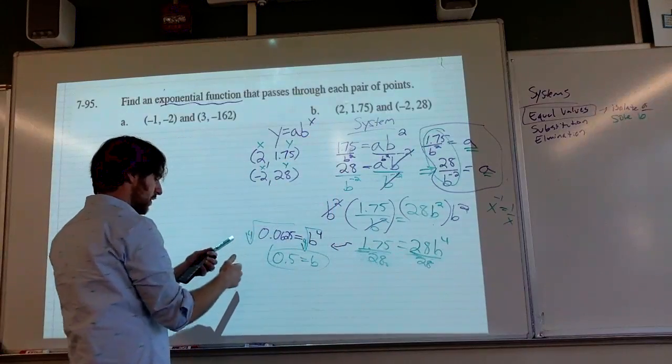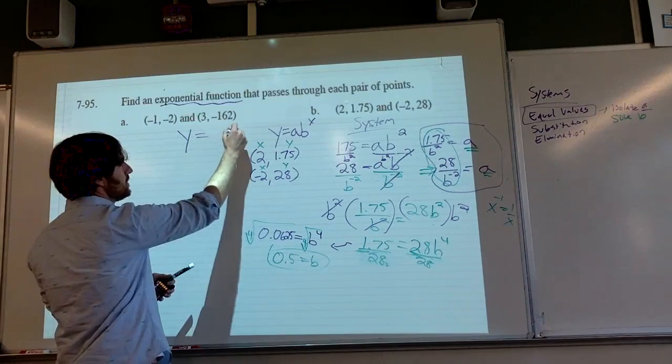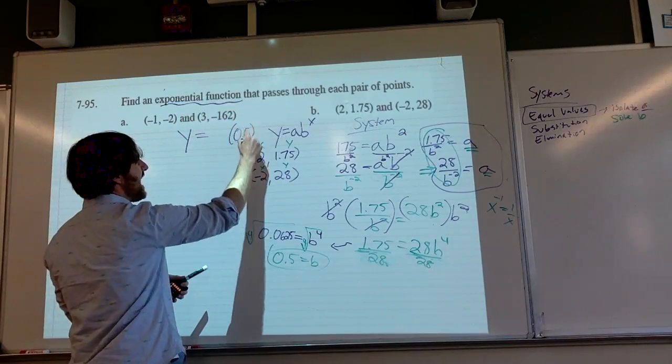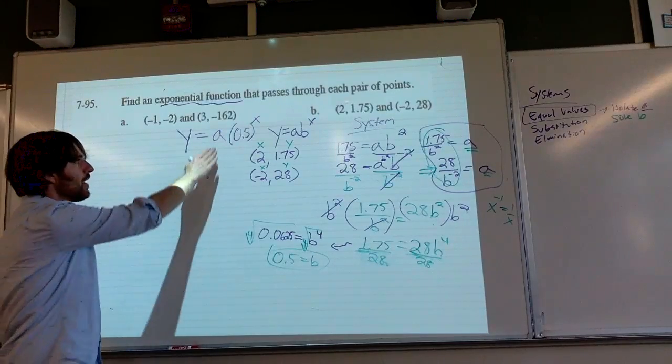That's not going to help me get my equation entirely, but it's going to help me get closer. Because my equation now is y equals, well, I know I have a half, to the x power. What do I need to do? I need to get a. Well, how can I get a?